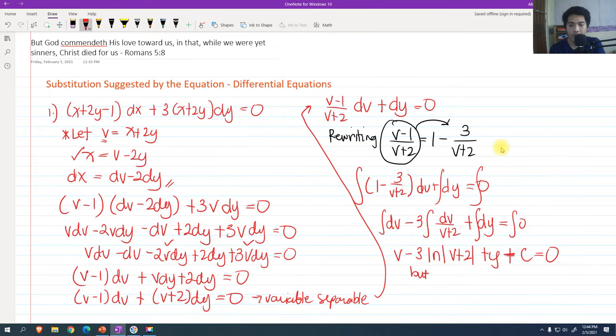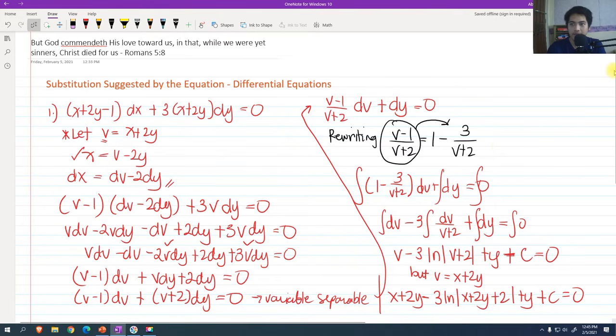But take note that we still have the variable v here. The original variable is x plus 2y. So we have to back substitute the value of v, that is x plus 2y. So we have x plus 2y here, then minus 3 ln of the absolute value of x plus 2y, that's the v, plus 2. And then we have plus y here, then plus c here equals 0.